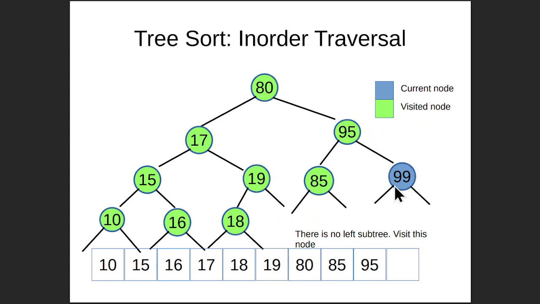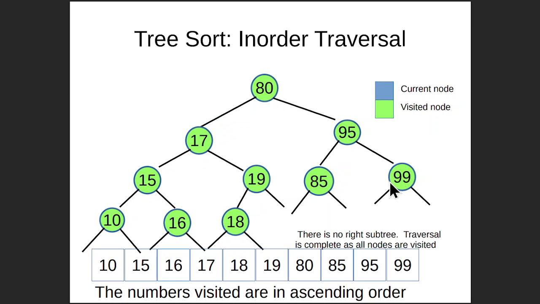Now we try to visit the left subtree of 99, but it's null. Therefore, we visit 99. Now we go back to its parent, which is visited. Then we go back to its parent, which is also visited and is the root node. Therefore, the traversal terminates at this point. Now you can see that the numbers printed here are in ascending order. So that's your tree sort.